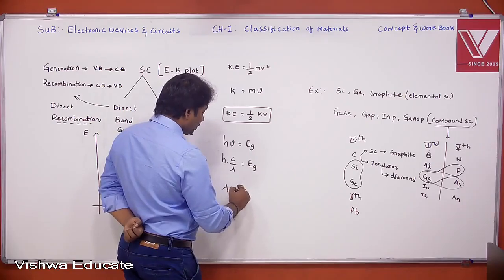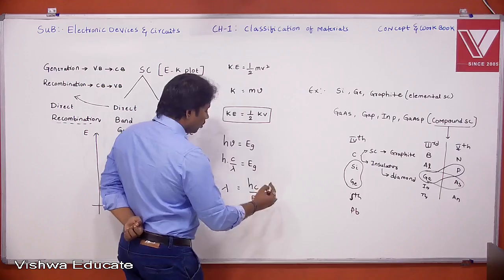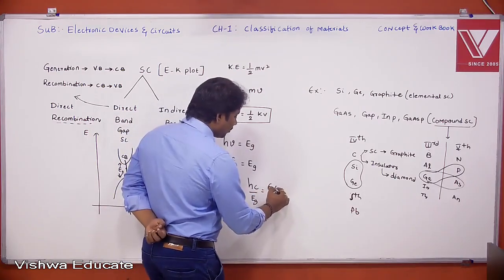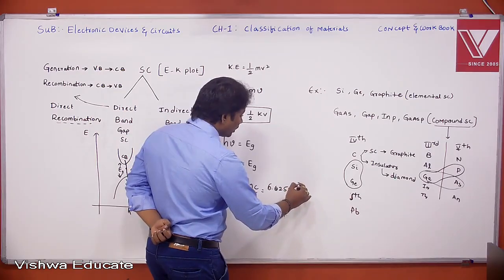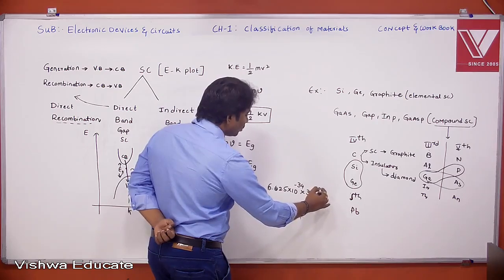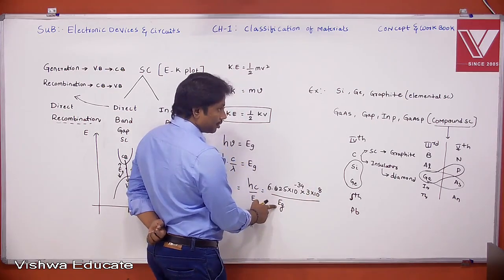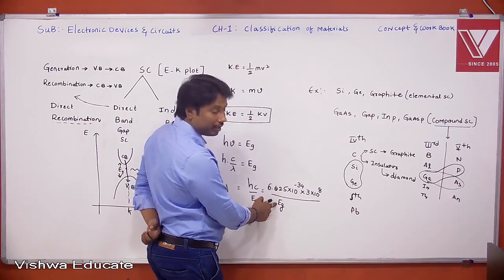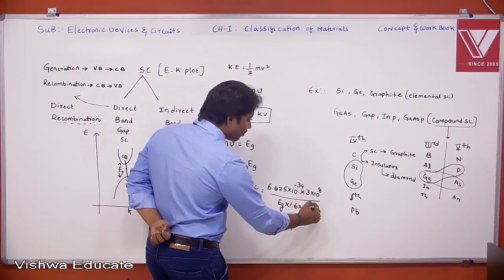Now what is lambda here? Lambda is nothing but hC by Eg. What is h? h is the Planck's constant, that is 6.625 into 10 power minus 34 joule-seconds. C is the velocity of light, that is 3 into 10 power 8, divided by Eg. But the energy gap is always expressed in terms of electron volt, right? That's why here I can divide with 1.6 into 10 power minus 19.